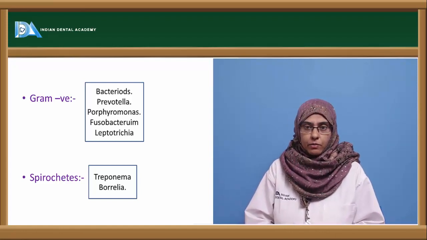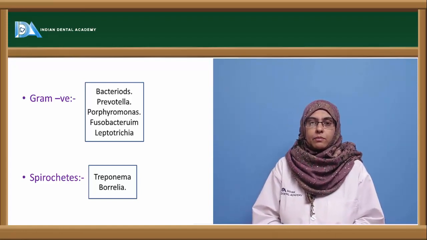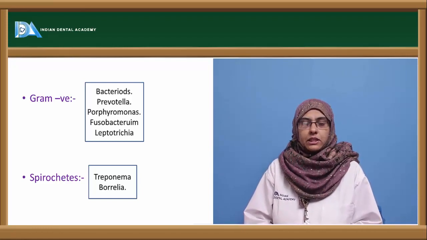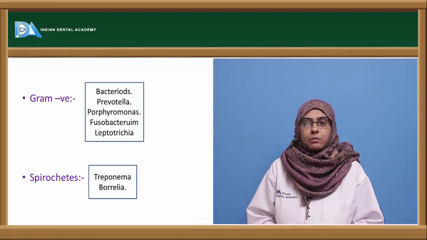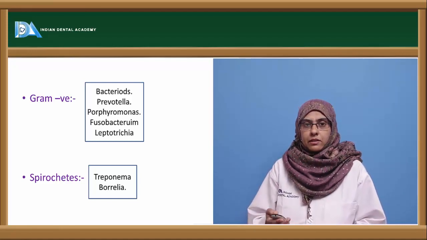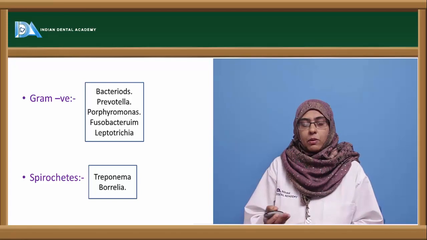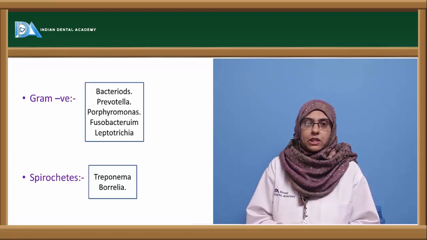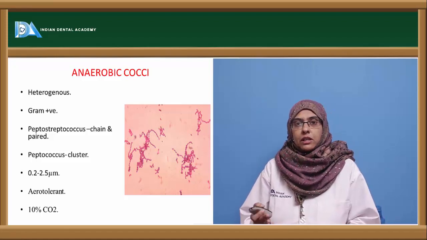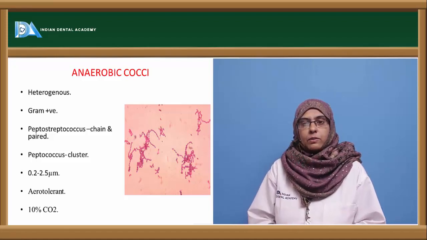We have Porphyromonas, Fusobacterium, and Leptotrichia. Apart from this, we also have spirochetes, with the examples Treponema and Borrelia. We'll be discussing this in a separate topic because they are the most prominent organisms involved in sexually transmitted diseases. As of now, we'll be dealing with the anaerobic cocci and anaerobic bacilli.